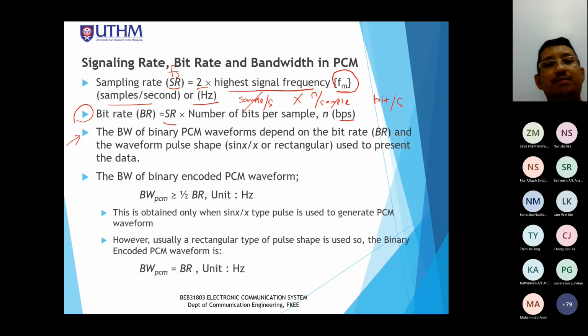The third parameter would be the bandwidth of the PCM, which depends on the bit rate and also the waveform pulse shape, either sinc or rectangular pulse used to represent the data. So here you're going to see that there are two ways to calculate the bandwidth. The first one is what we call the minimum bandwidth.